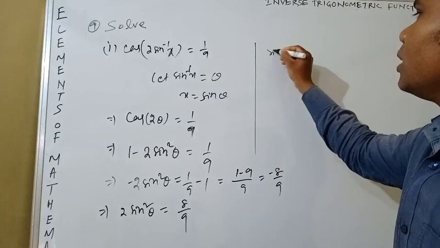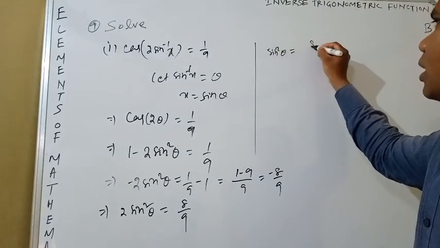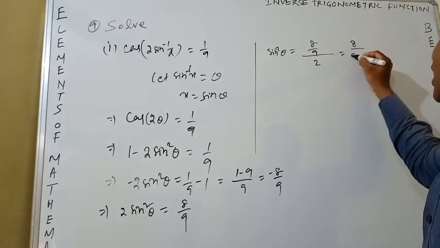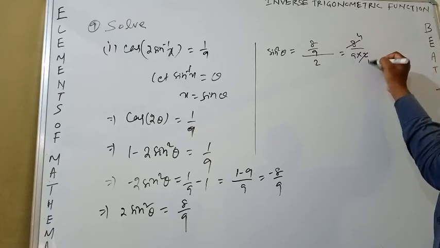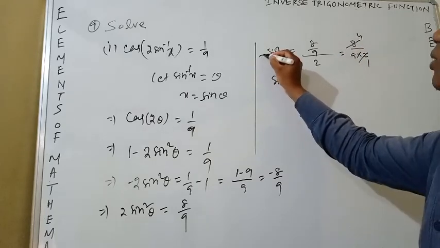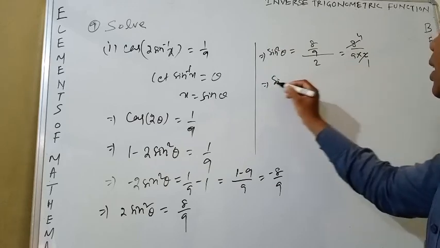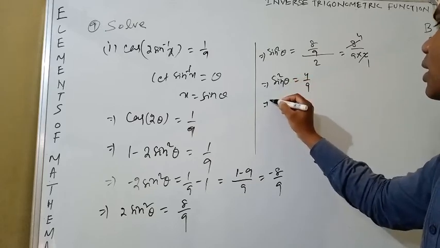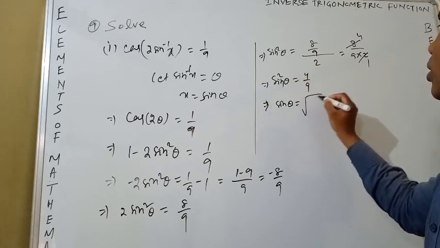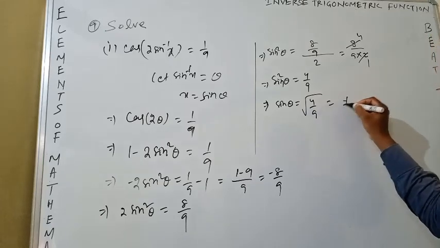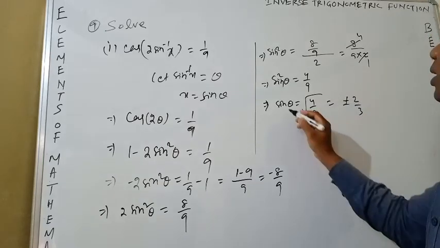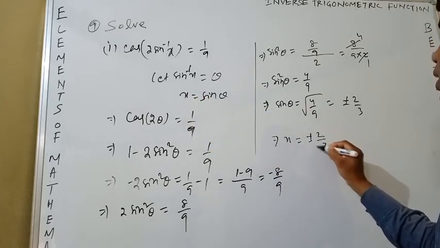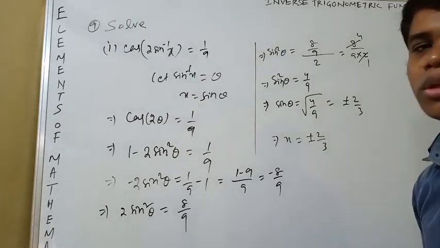Then sin²θ equals how much? 8/9 divided by 2 is 8/9 times 1/2, which is 4/9. So sin²θ = 4/9. sin θ = √(4/9) = ±2/3. Sin θ is x. Therefore, x = ±2/3. This is the answer. Pause the video, note it down.